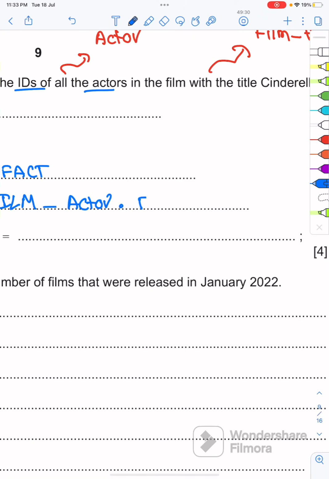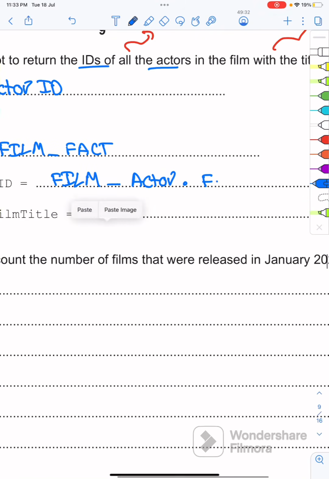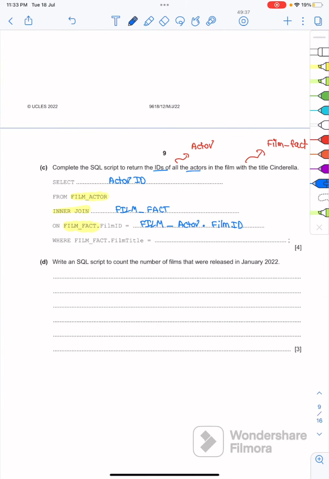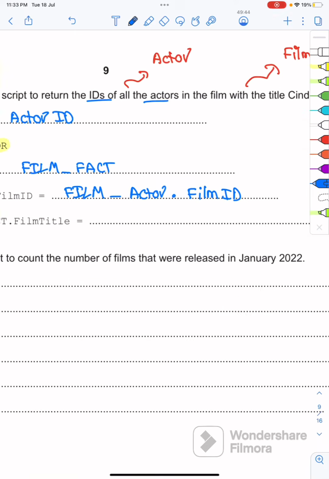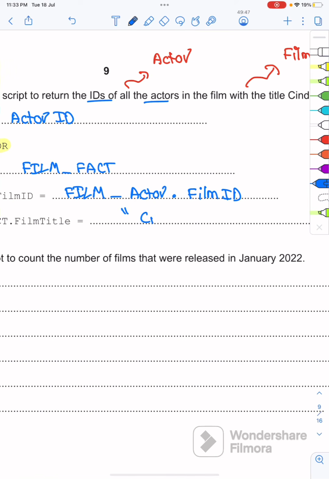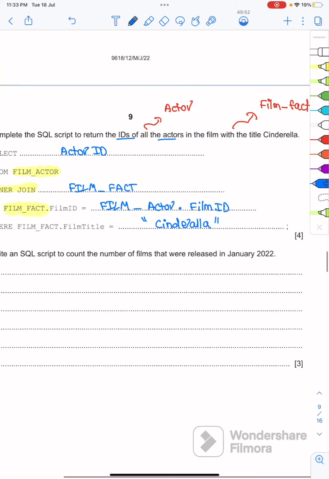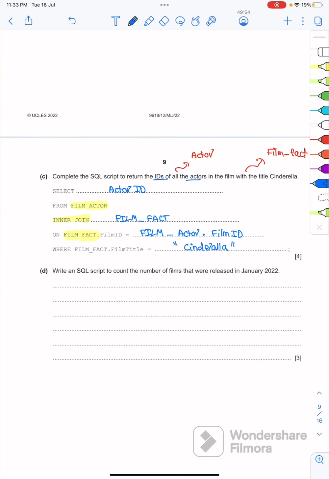So I'll say film ID. And now they've said where film_fact film, why do I keep saying underscore, film_fact or film title, and this is going to be equals to Cinderella. Do you remember to use inverted commas for this, because you are quoting a specific text.